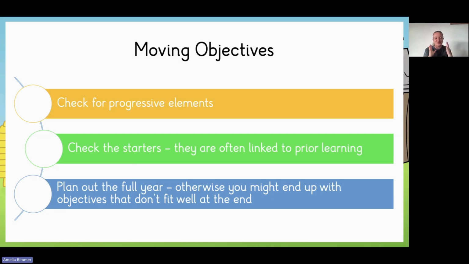And make sure you plan out the full year. Otherwise, you might end up with objectives that don't fit well at the end. So I know I've made this mistake before where I picked all the bits that match nicely early in the year, and then towards the end of the year I was really struggling for bits that worked well together, and it got a little bit tricky. So make sure you do the full year of progression at the start, otherwise you might end up in a bit of a sticky situation with them.